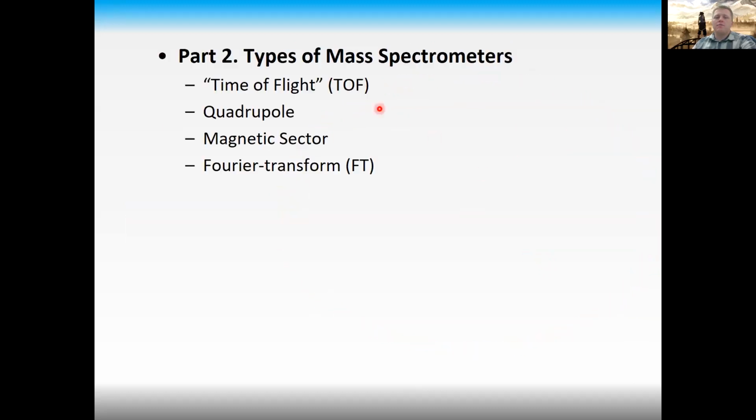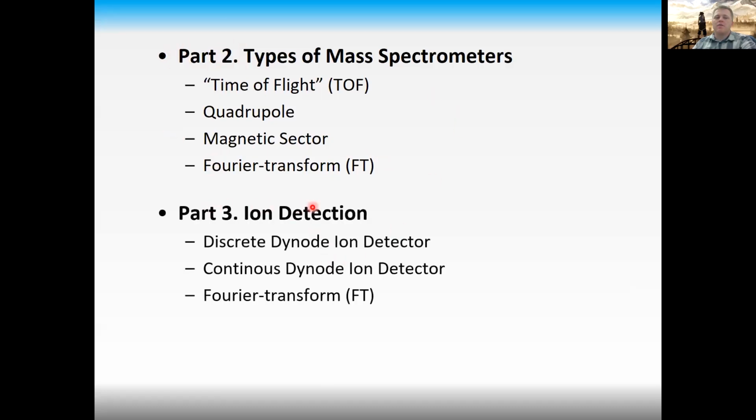There are four types of mass spectrometry we're going to talk about. We're going to start with time of flight, or TOF. Then we'll talk about quadrupole instruments, magnetic sector, and Fourier transform. Fourier transform we're actually not going to be talking about under this part 2 section. We're going to talk about it when we get to it in part 3 under ion detection, and hopefully it'll make sense to you why I did that once we talk about FT instrumentation. And then as a bonus, we're going to finish up by talking about how to interpret mass spectra.